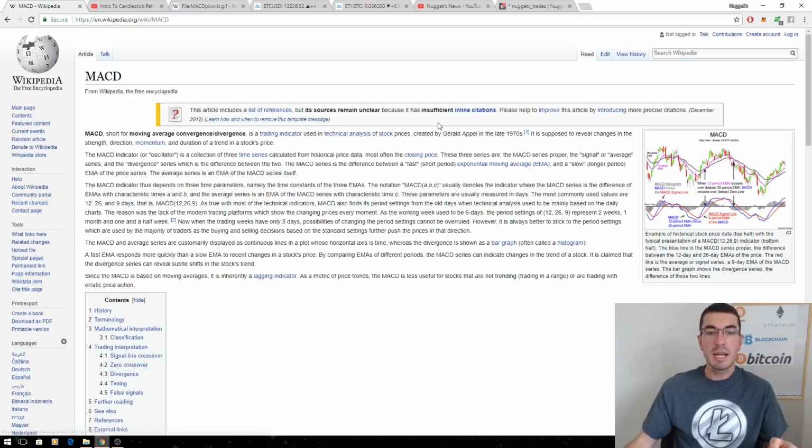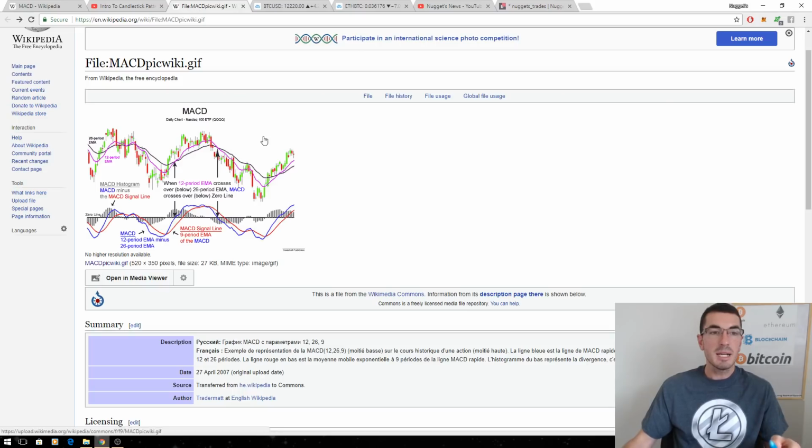So it's a trading indicator invented in the 1970s by Gerald Appel, supposed to reveal changes in the strength, direction, momentum and duration of a trend in the stock or cryptocurrency price. So the key word there is trend. We're looking to identify those changes in trends. So the MACD itself is made up of a couple of fancy components. Again, it's not critically important to understand how they work. What's important is the takeaway messages that you can read when you see certain things happen on the charts.